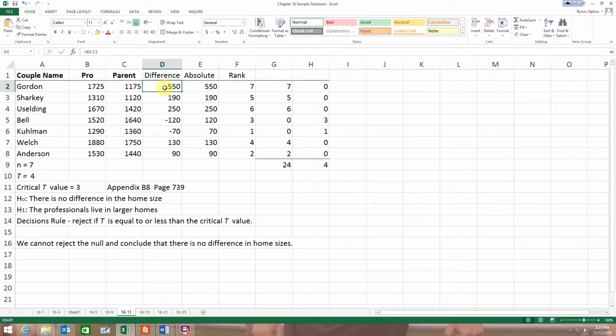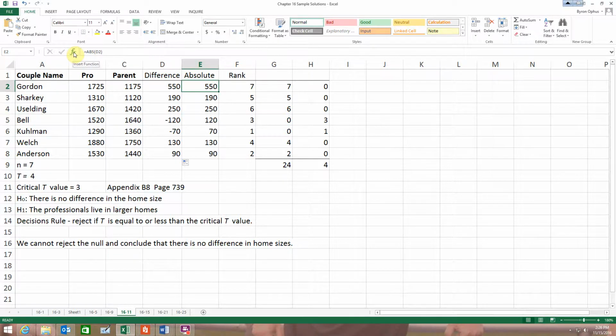Now how do I calculate the t in this case? First, I just have to calculate the difference between the professional homes and the parent homes. Okay, and I can just copy that down, right? Now I have a couple negatives in here, and I'm going to end up ranking these, but in this case the parents live in bigger homes, right? And if I ranked them with the negative number, then the rank would come out kind of funky. So what I want to do is find the absolute value of that.